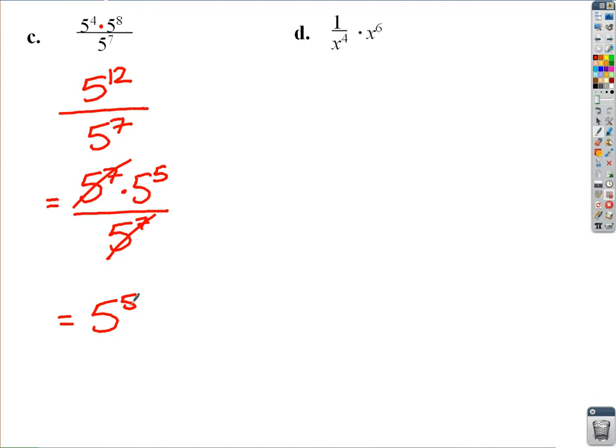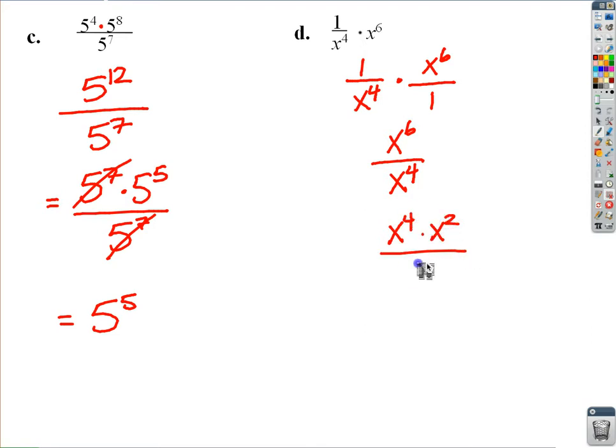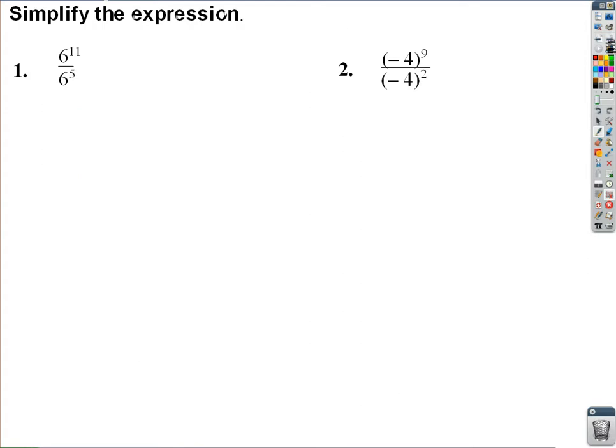Okay, and in the next one, this is 1 over x to the 4th times x to the 6th over 1, right? And so this is going to become x to the 6th over x to the 4th. Well, when I do this, I'm going to get x to the 4th times x squared over x to the 4th. These cancel out, and I'm left with x squared. Okay? Again, I hope you're seeing the pattern here. Okay, let's try another one.